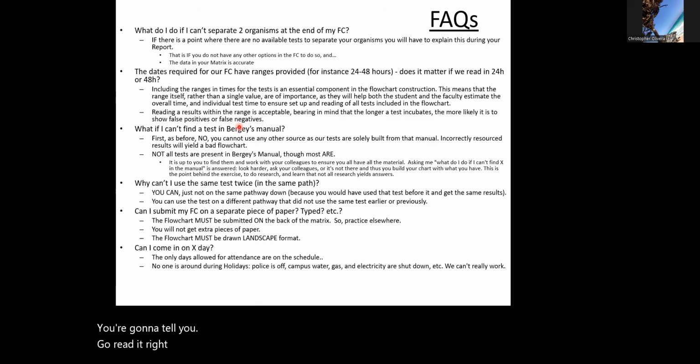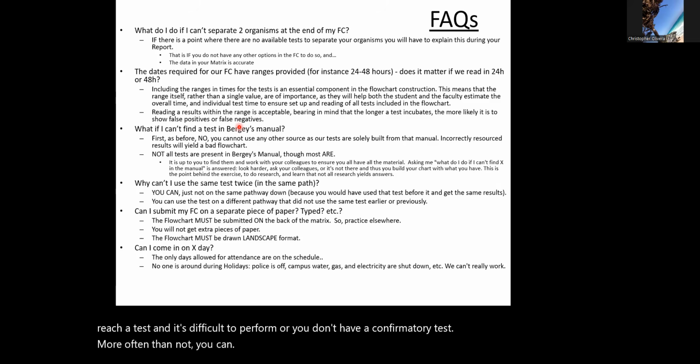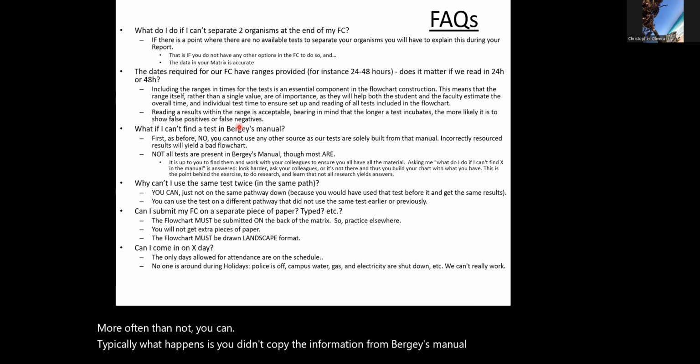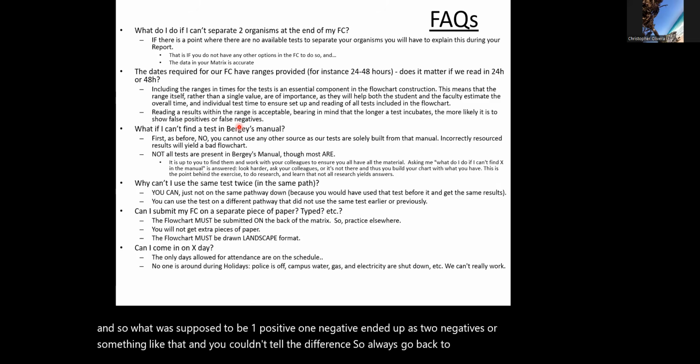Common questions that definitely do come up and sometimes are a little more difficult to answer are listed here. One of the more common things is, for example, at the end of all your tests, sometimes you'll reach a test that is difficult to perform or you don't have a confirmatory test. More often than not, you can. Typically what happens is you didn't copy the information from Bergey's manual correctly, and what was supposed to be one positive, one negative ended up as two negatives or something like that, and you couldn't tell the difference.